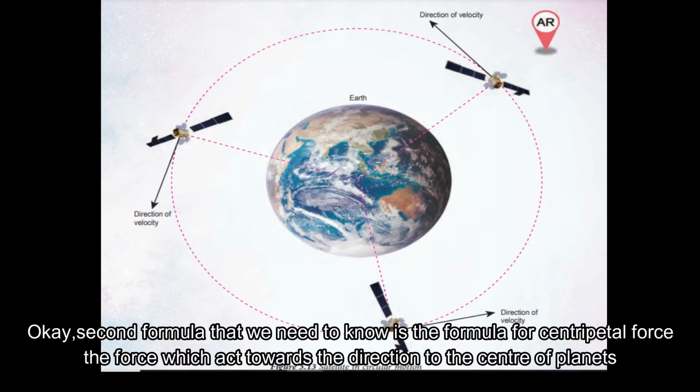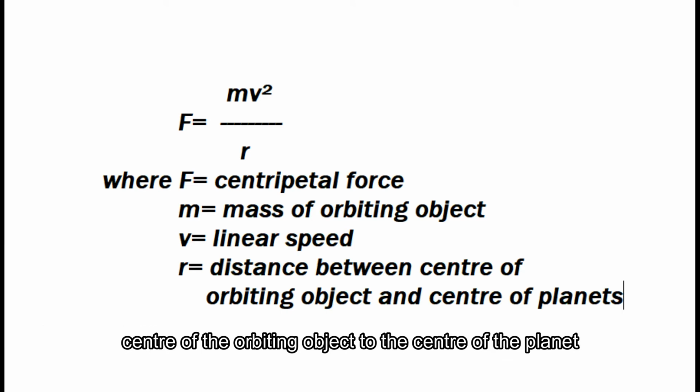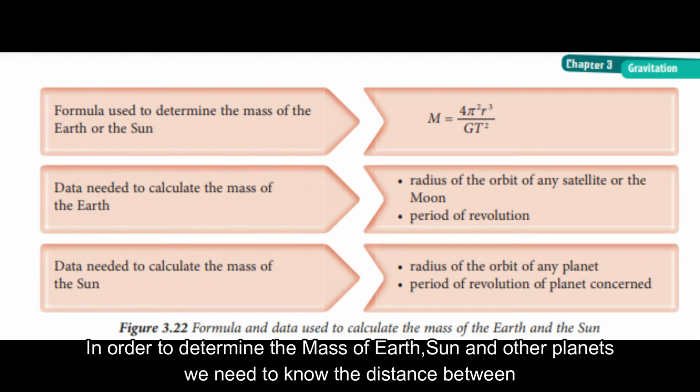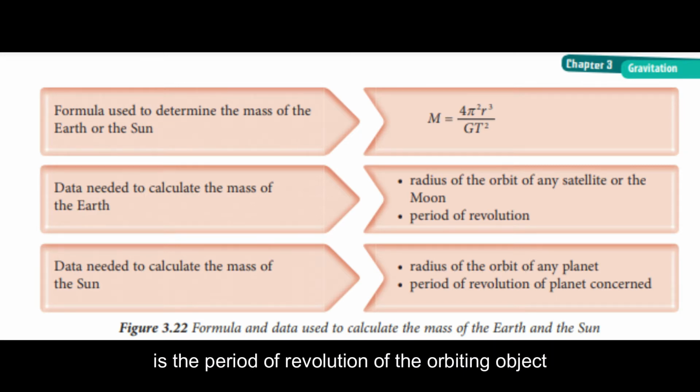Okay, the second formula that we need to know is the formula for the centripetal force, the force which acts toward the center of the planet. The formula for the centripetal force is m v squared over r, where m is the mass of the orbiting object, v is the linear speed, and r is the distance between the center of the orbiting object and the center of the planet. In order to determine the mass of Earth, Sun, and other planets, we need to know the distance between the center of the planet or Sun and the center of the orbiting object. And also, one more piece of information we need is the period of revolution of the orbiting object.